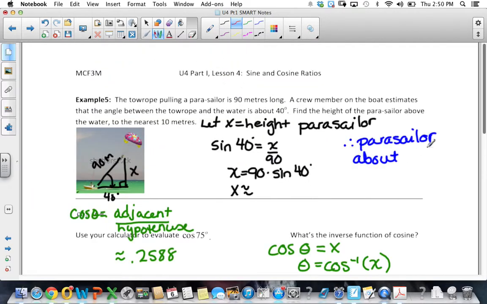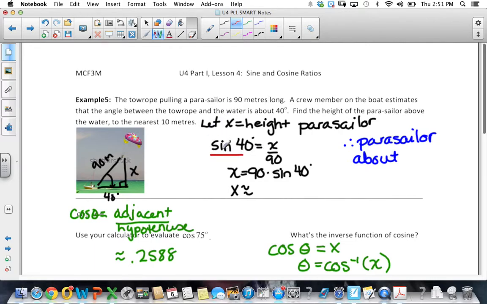This is a real-world example. This one deals with a parasailer, and how far above the water the sailor is, is what we're trying to figure out. We know that the length of the rope is 90 meters, and we know the angle of elevation is 40. So you always want to draw a picture with these problems. I have a picture, and I know that the angle is 40, and I know the hypotenuse is 90. I need to find the opposite side, so hence the sine function is what I'm going to use.